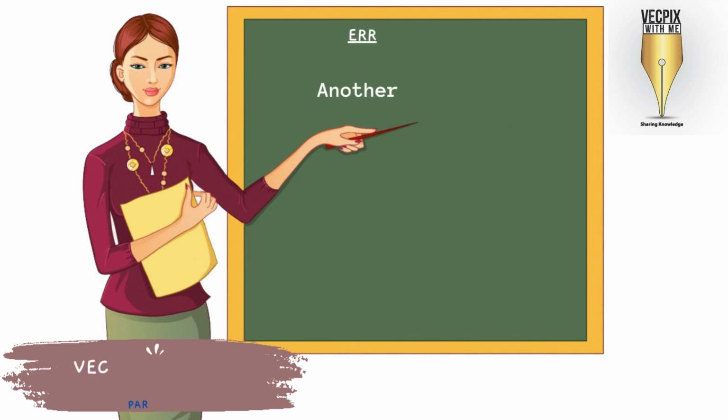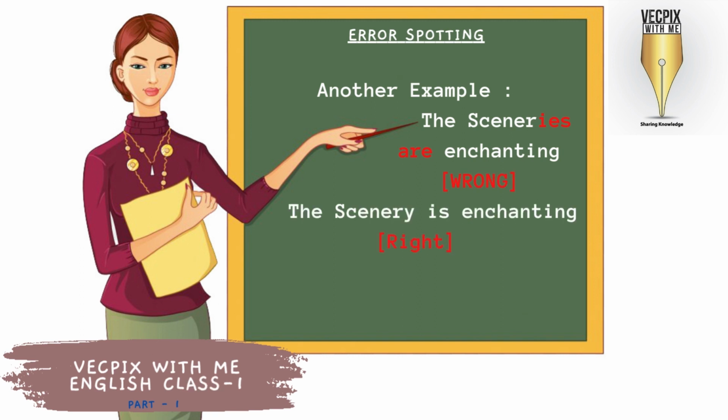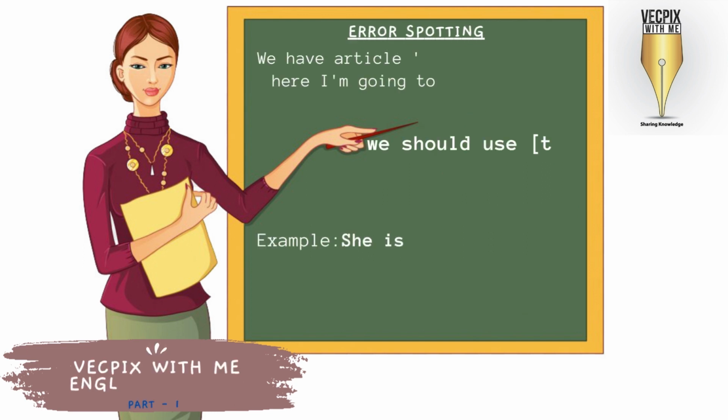Another example, "The sceneries are enchanting." In this, we should remove "ies". So, the correct one is "y". We have to write "y". "The scenery is enchanting." We have articles: a, an, and the.